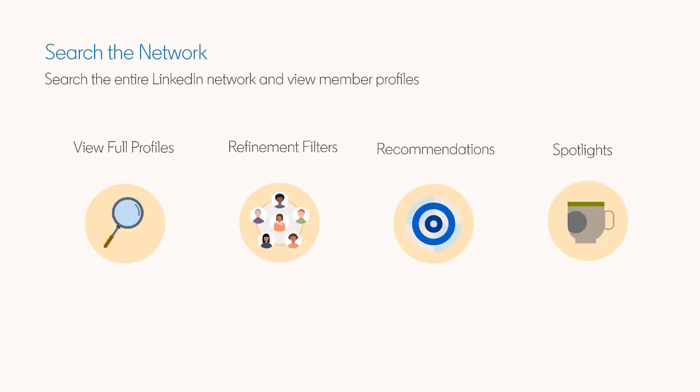Second, search the network. Recruiter provides intelligent recommendations based on the search criteria you enter. As you adjust your search, Recruiter will refine the suggestions to be more relevant for the specific role you're looking for. Once you have run your search, Spotlight features will help you to focus on the warm leads who are much more likely to respond to your outreach.